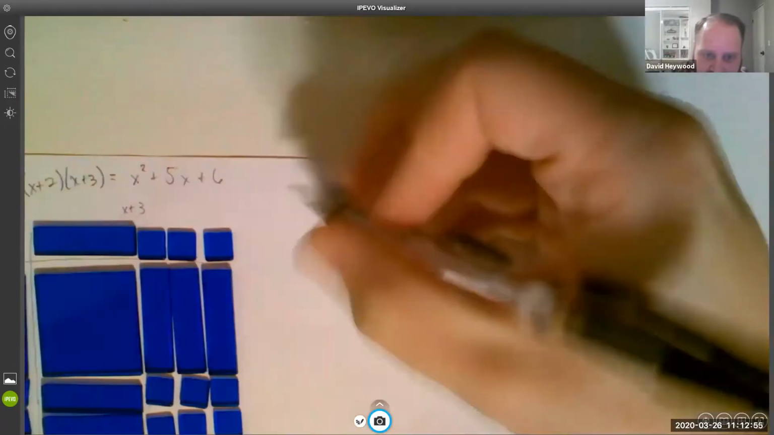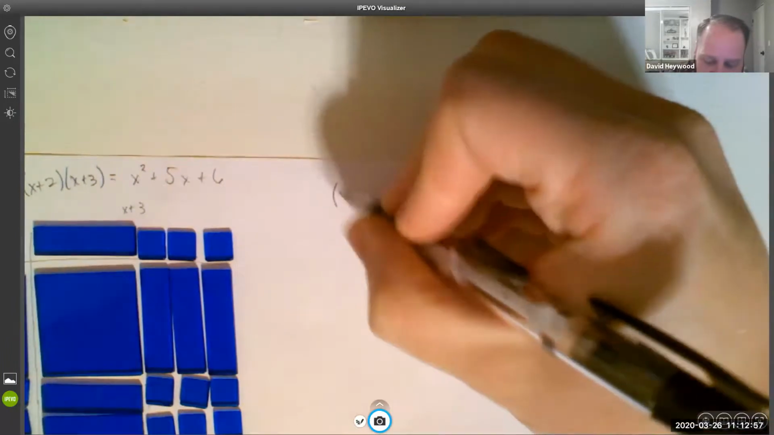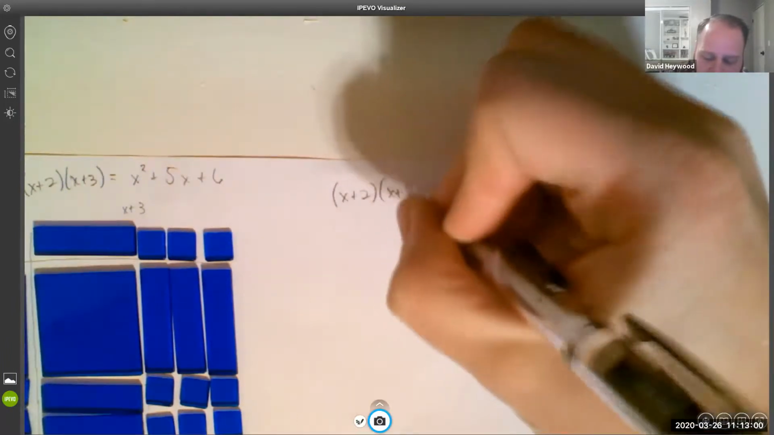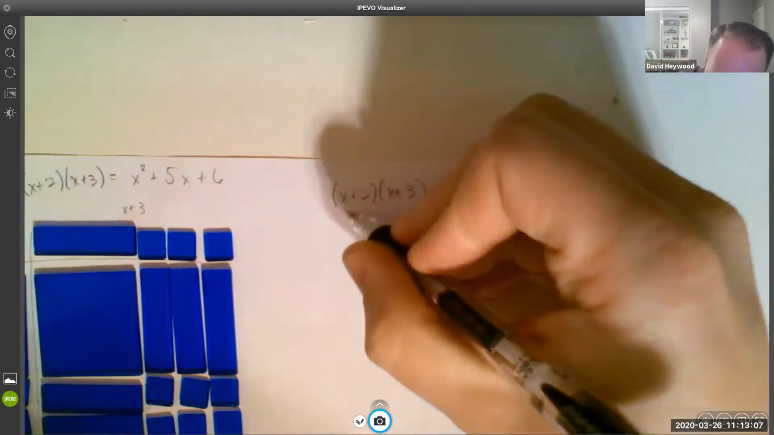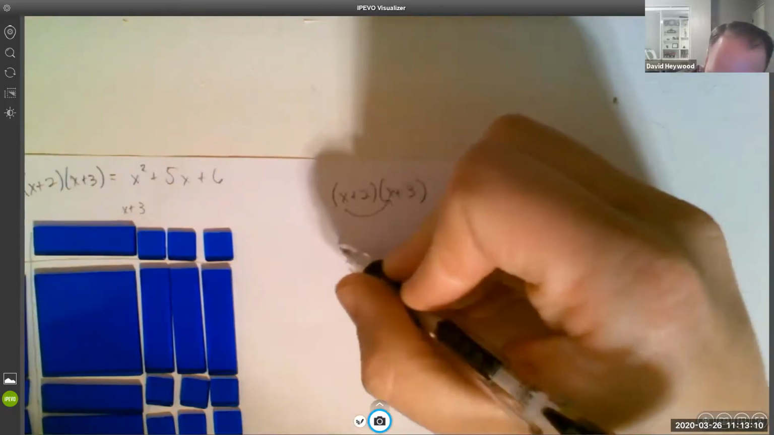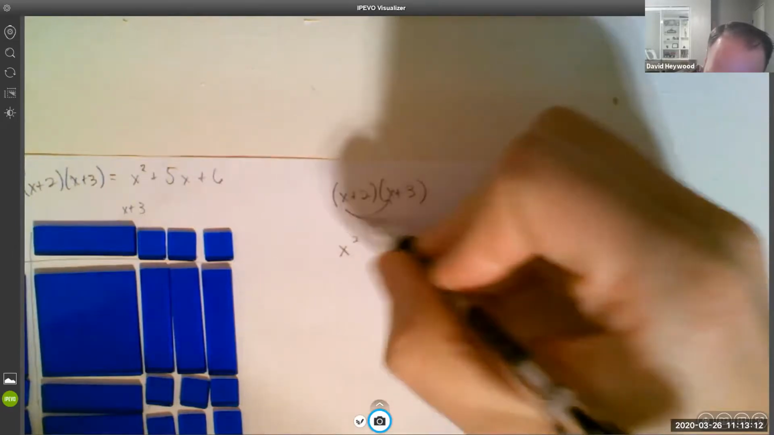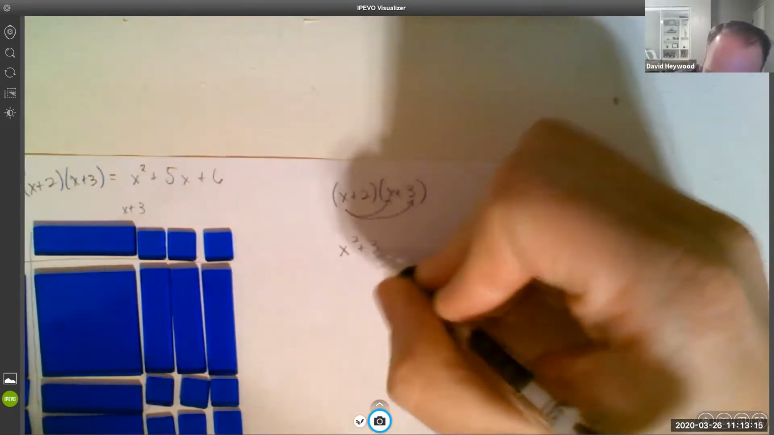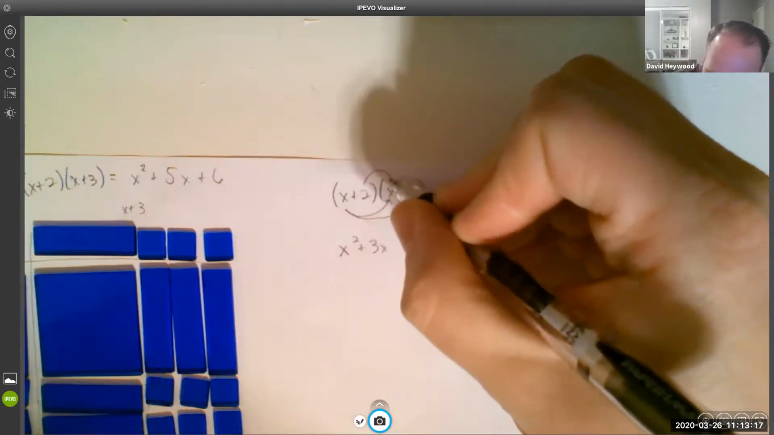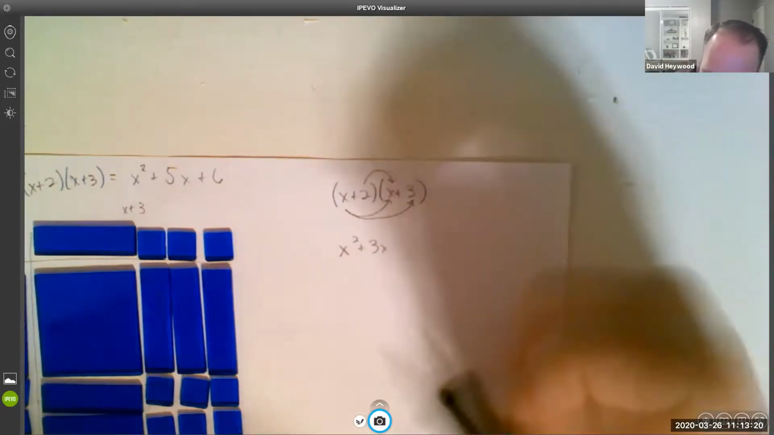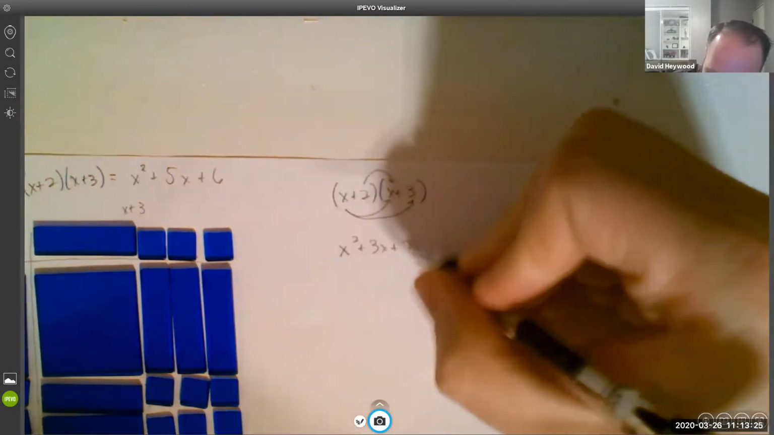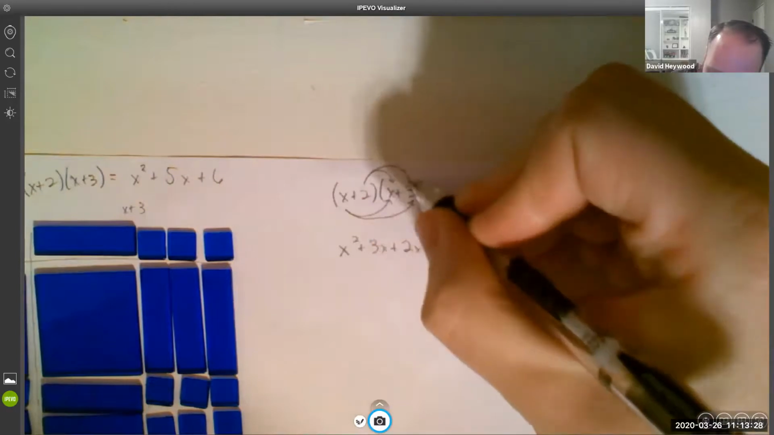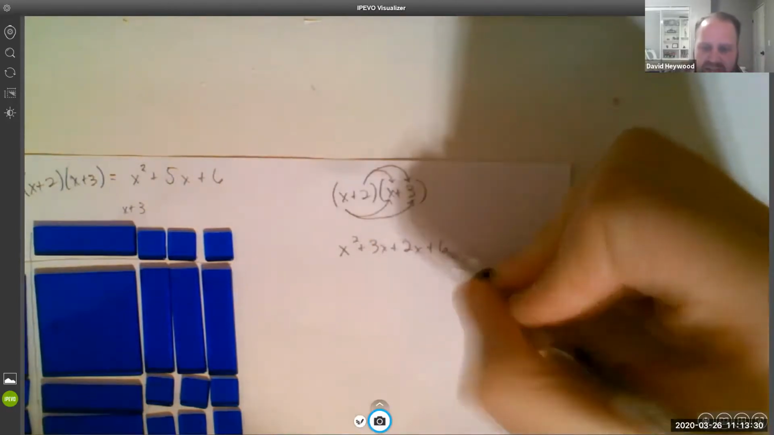We can verify that this is true, by the way, using what we do know. So now let's use the algebra that we learned. Okay, so we would FOIL this. We're going to do the firsts. X times x is x squared. We would do the outsides. X times 3 is 3x. We would do the insides. 2 times x is 2x. And then the lasts. 2 times 3 is 6.